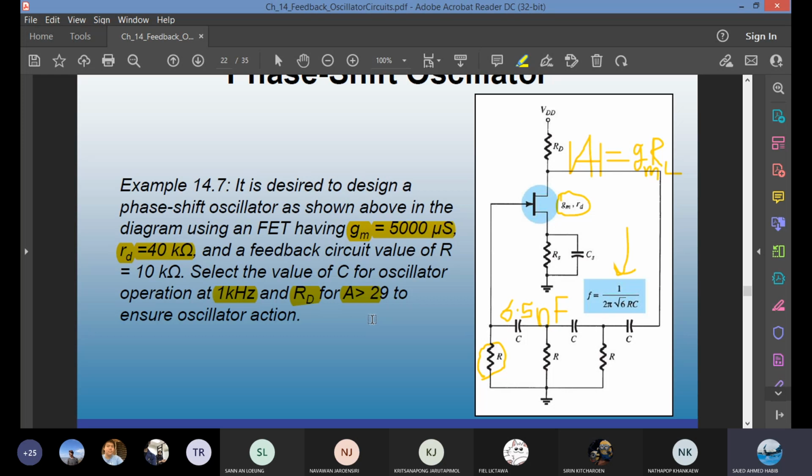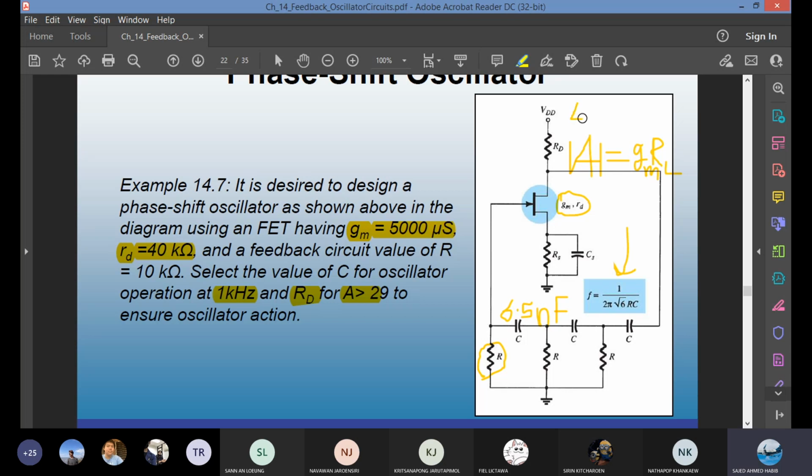Like a nice number? 30, 35, 40 is up to us. Maybe don't take too much close to 29, to be on the safe side. Can we take 40? Because 40 is evenly divisible by 5,000. 40 divided by 5,000 micro, how much will you get? Let's say A, we take 40. That's our chosen value.